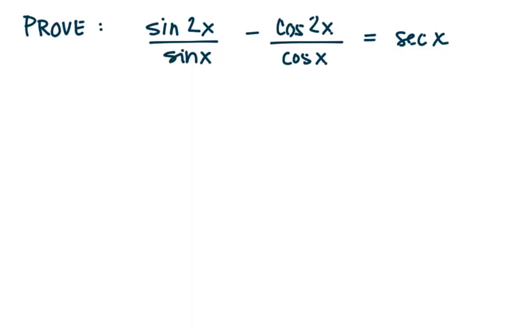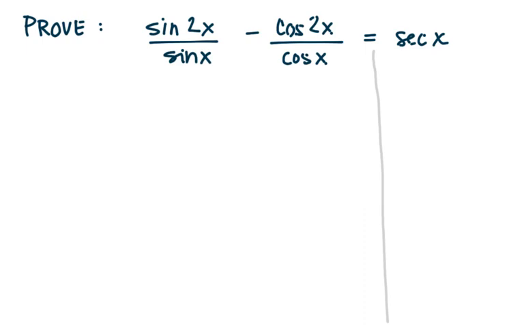Hello again. I'm going to do another trig proof in this video. Here we have sine of 2x divided by sine of x minus cosine of 2x divided by cosine x equals secant x. I always encourage us to go ahead and draw our boundaries so we know not to cross over or move terms from the left to the right.